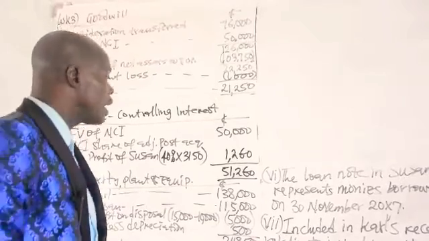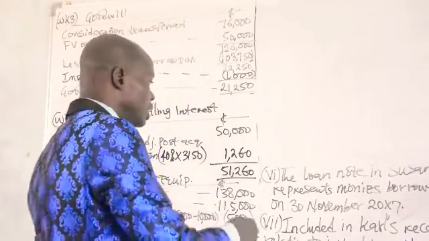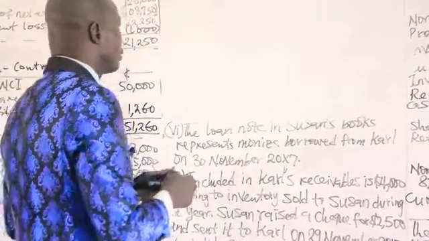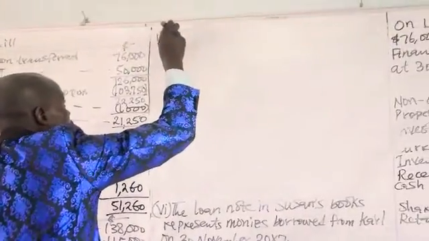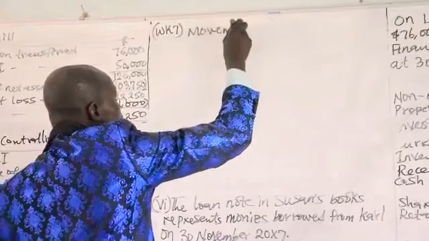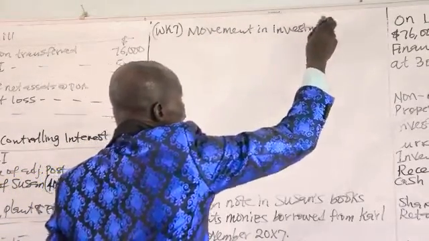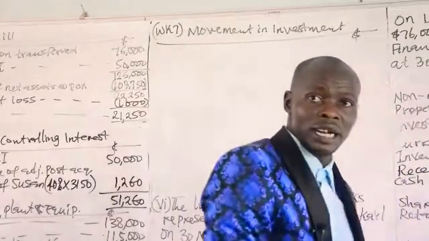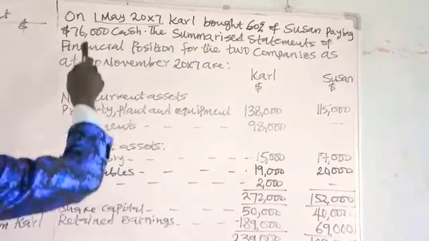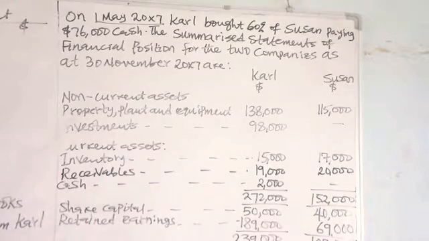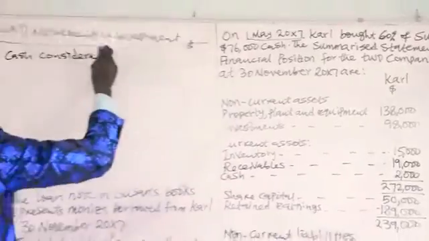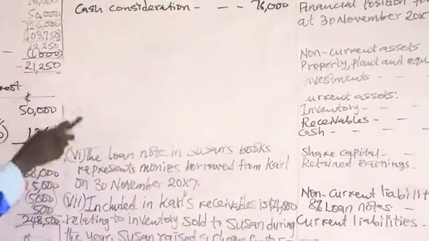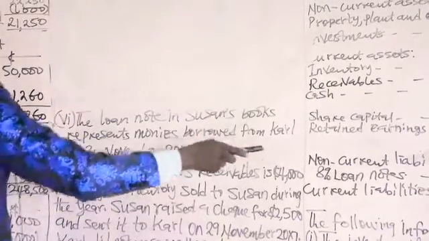Other adjustments include the intergroup loans. The loan note in Suzanne's books represents monies borrowed from Carl on 30th of November 2007. So that is note 7, working 7. You look at the movement in investment. As per the statement of financial position, you have the investment of 98,000, out of which 76,000 relates to cash consideration. Then you were equally told that the loan notes in Suzanne's books represent monies borrowed from Carl on 30th of November.